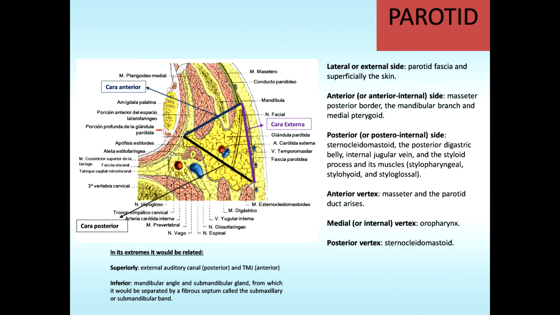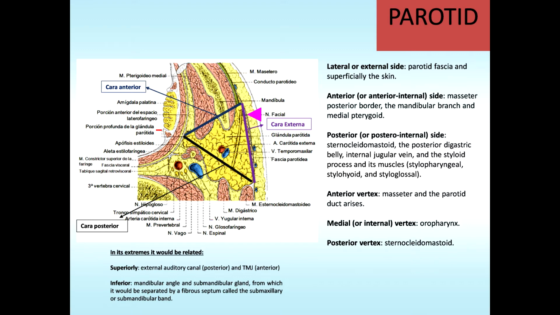Now, let's have a look at the parotid gland relationships. From the anatomical point of view, the parotid gland has an irregular shape of a prism with three sides, two extreme points, and three borders. Now let's define the relationship and the surroundings of the parotid gland, and also we are going to comment on the structures which are going to cross this major salivary gland.